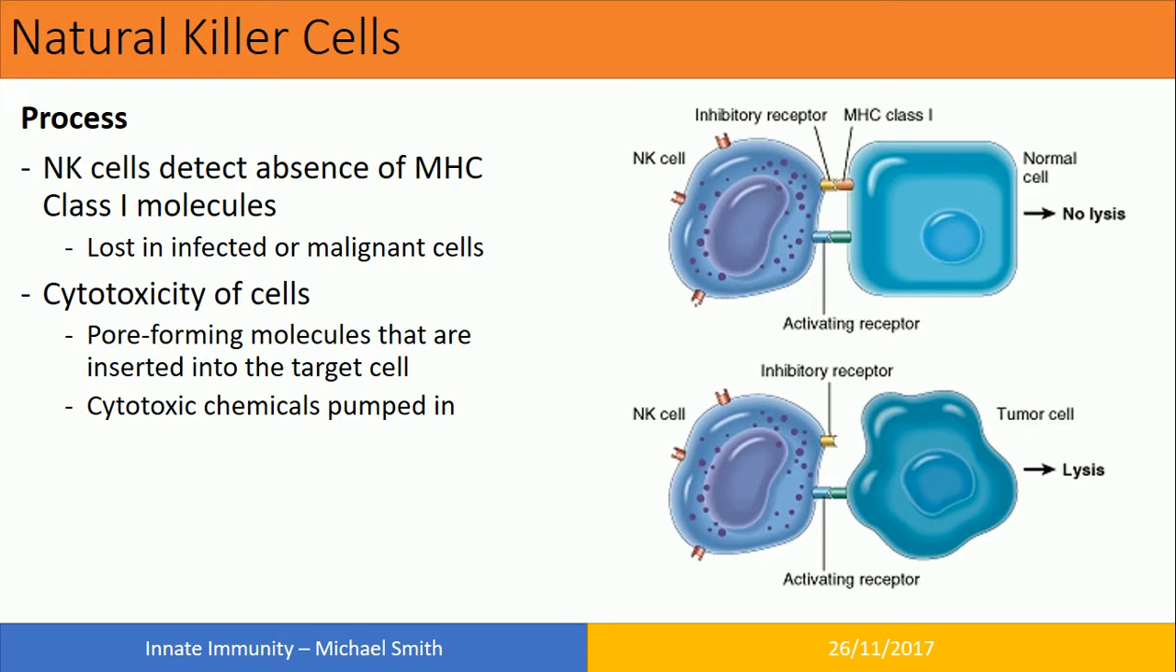However, in these infected or malignant cells, it won't be able to bind to this MHC class 1. So you won't inhibit the action of the natural killer cell, and it will just be activated. And therefore, it will release these pore-forming molecules and then pump its own cytotoxic chemicals into the cell and break it down to kill it.